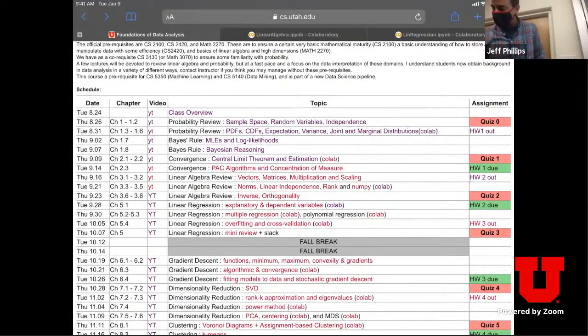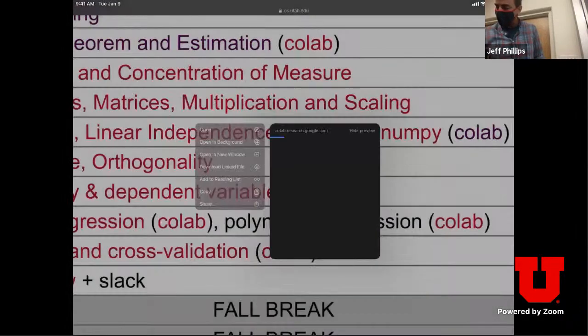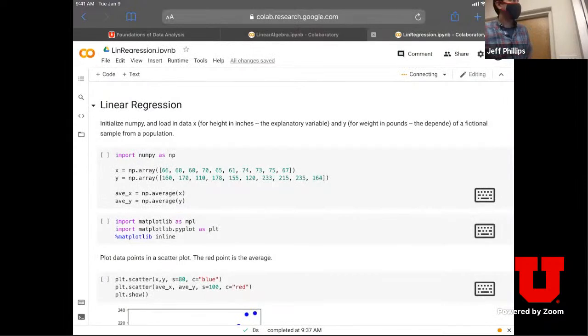But for now, I'm going to jump to this Colab example. Okay, I think I have it loaded already, so let me reconnect here. Okay, so this one, your homework number 3, you're going to have to do a little bit more implementation than we've done before in the class. I'm sure all of you can do it. It won't be that hard.